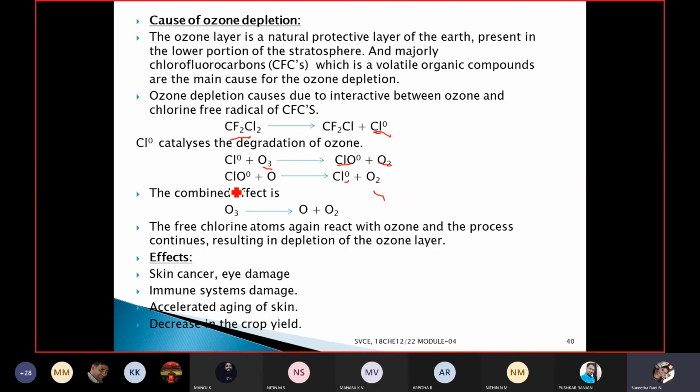So what are the effects if it gets depleted? If there is no ozone layer, what is the effect? It causes high damage to the skin, immune system damage, accelerated aging of the skin, and a decrease in crop yield. So these are the effects caused by ozone depletion.